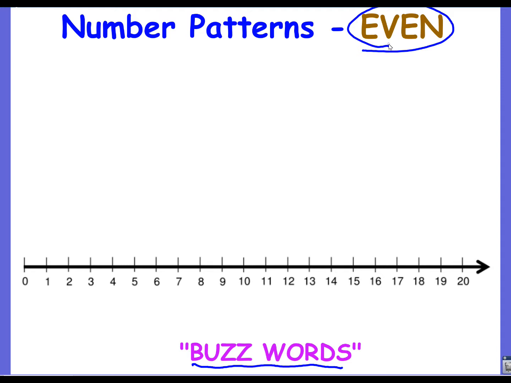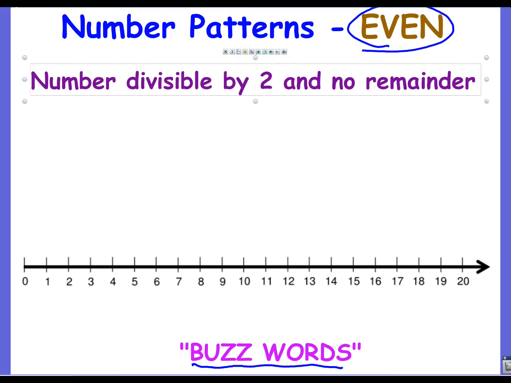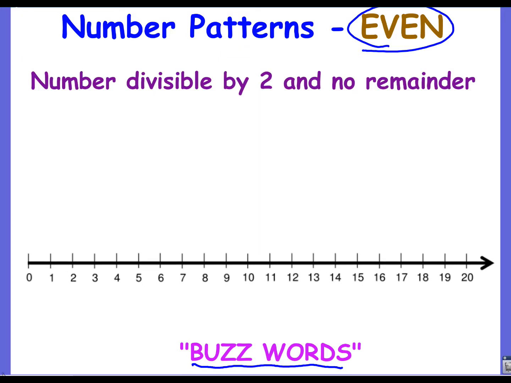So let's look at the even numbers and the definition. Even numbers are numbers that are divisible by 2 and leave no remainder. So our first even number is the number 2. And then 4, 6, 8, 10, and so on. If you look at the pattern we're spotting here, anything that ends in 0, 2, 4, 6, or 8 will be even.